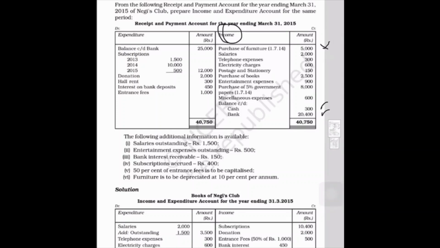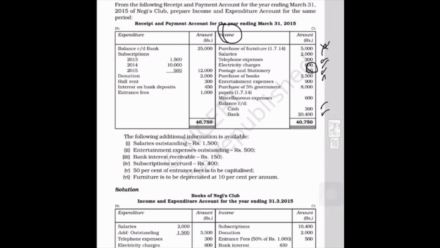But at the same time, we have to provide depreciation. If the depreciation percentage is mentioned below, we have to take depreciation into account. And then salary will be debit side, telephone expenses debit side, electricity charges debit, and then postage, stationery, debit, up to postage and stationery. Purchase of books, it is an asset. Book means here it is an asset, so we should not take it, it should be excluded. And then entertainment expenses, 900 rupees, so it will be taken.